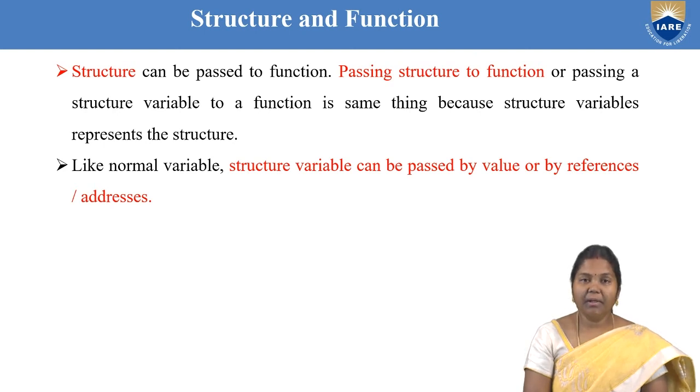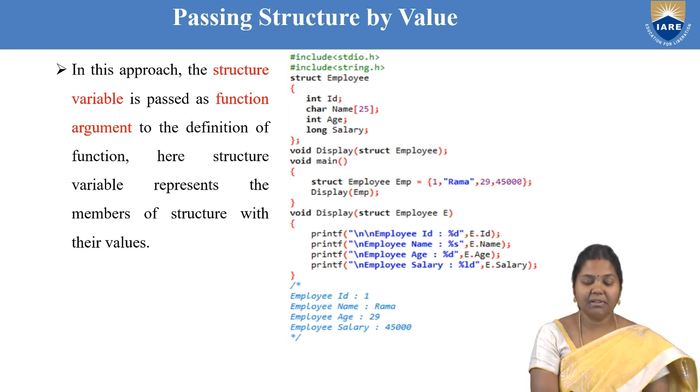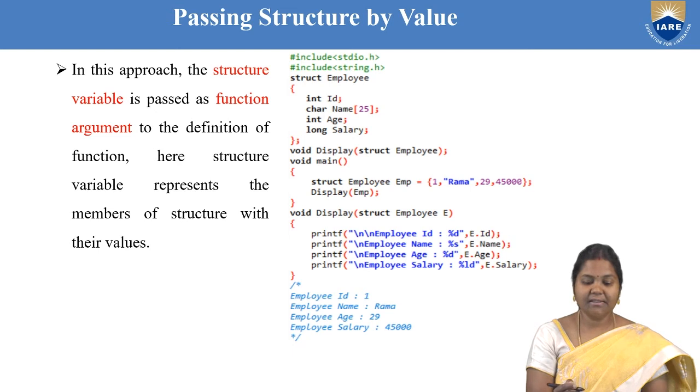Like normal variables, structure variables can be passed by value or passed by reference. Let us understand how a structure can be passed by value or by reference to a function. First, we will talk about how to pass a structure by value. In this approach, the structure variable is passed as a function argument, and here the structure variable represents the members of the structure with their values. Like a normal variable you pass to a function, similarly a structure variable can be passed to a function. Let us see the example.